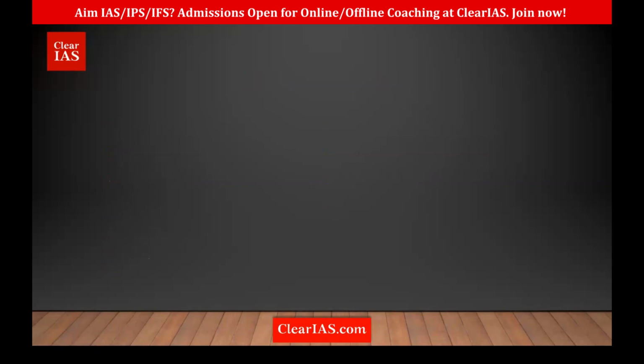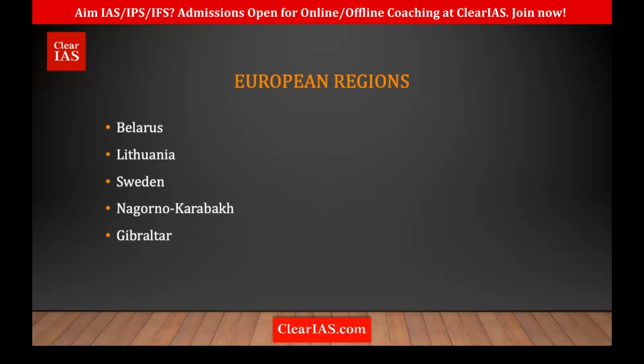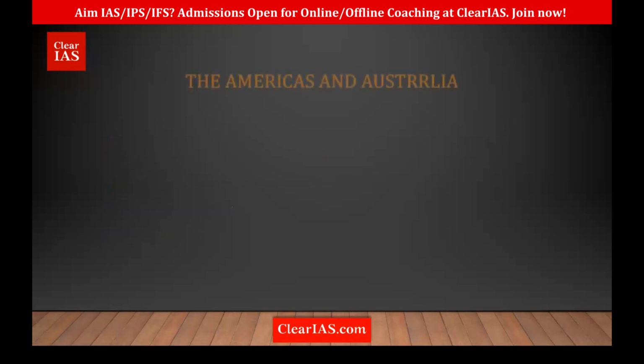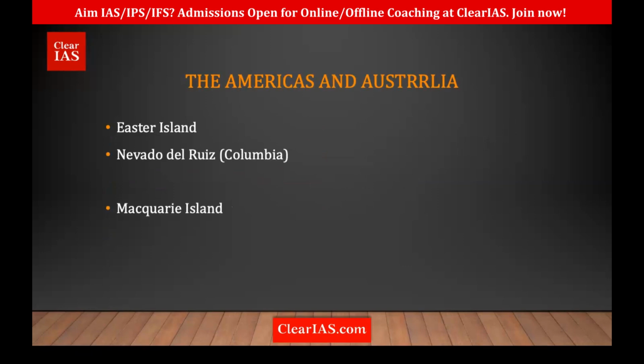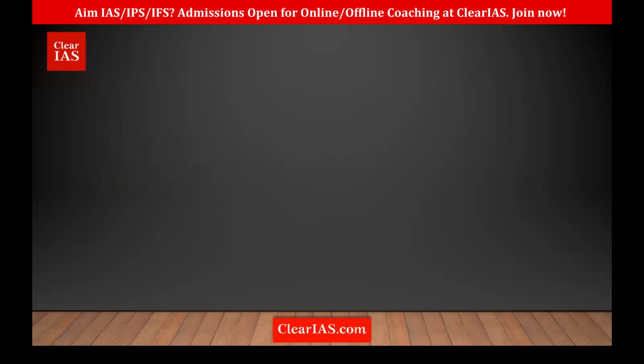Okay. Then in Europe, in region, we'll be learning Belarus, Lithuania, Sweden, Nagorno-Karabakh region, Gibraltar. Okay. And in Americas and Australia, Israel and Nevada del Ruiz in Colombia. That is 2 regions in America. And Macquarie Islands in the Australian. Okay. So these are the places which I've identified, which was in news, like other than what we have already learned, okay, which you must know.